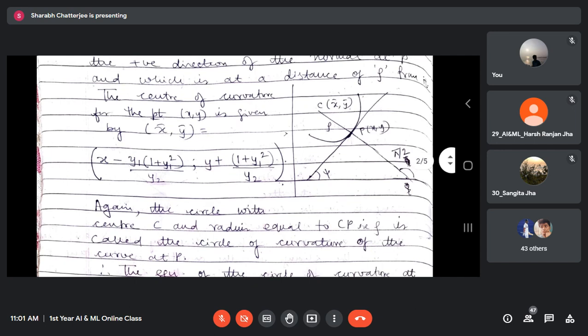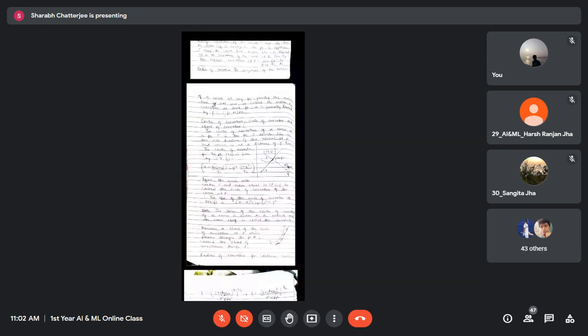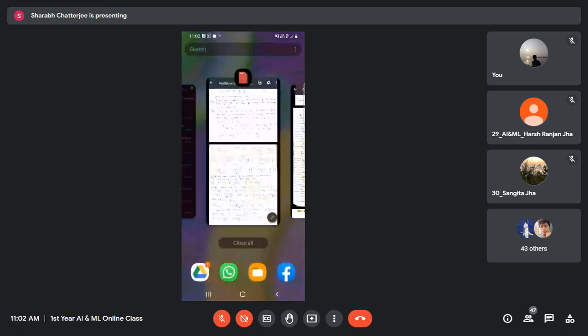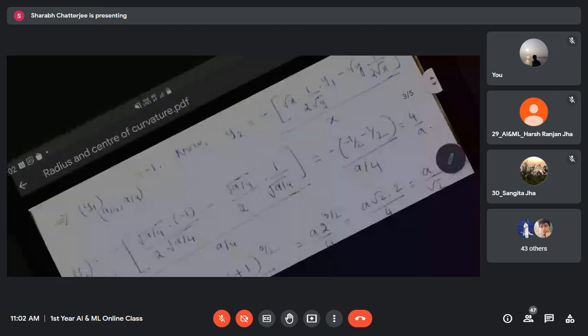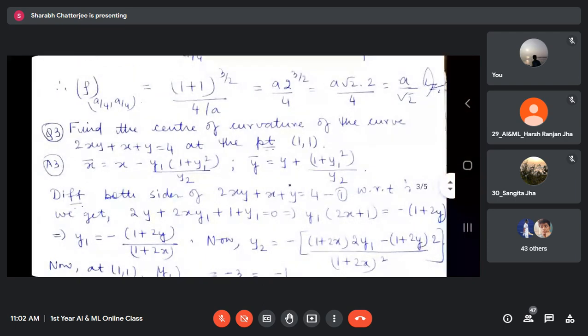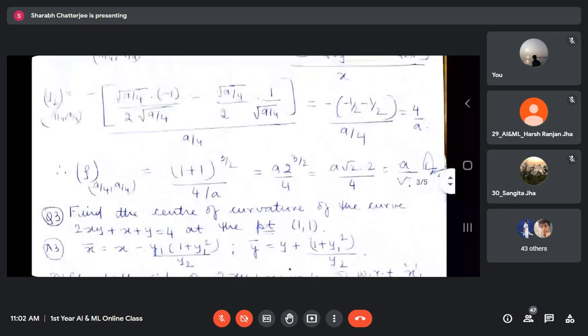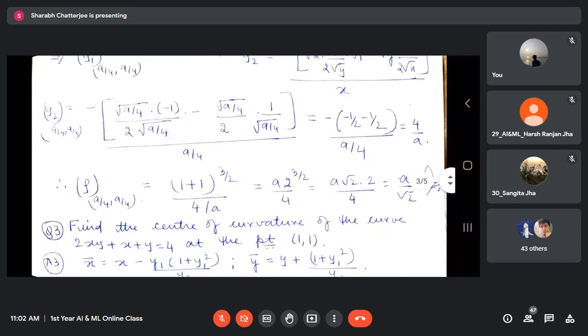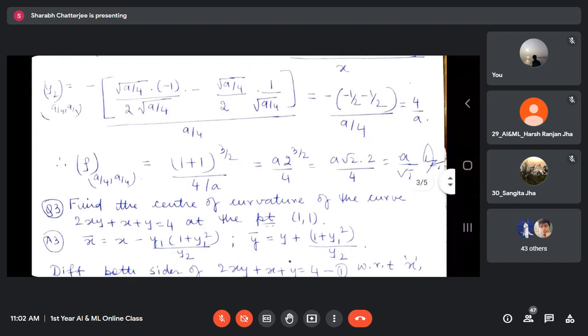x minus y1 by y2, by 1 plus y1 square. This. Chalo, let's do an example. We'll do one solved example, and then I'll ask you to do one more example. So this is the question. Find the center of curvature of the curve at the point. Again, this is the formula. x bar, y bar is the center of curvature. As you can see, you have to find y1, y2 only, obviously at those points.